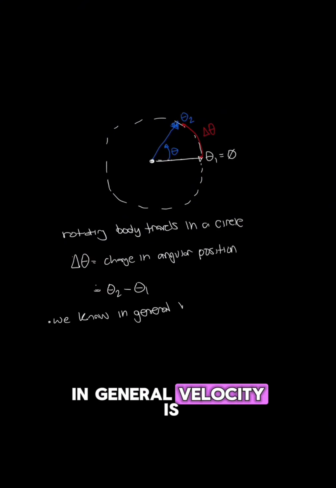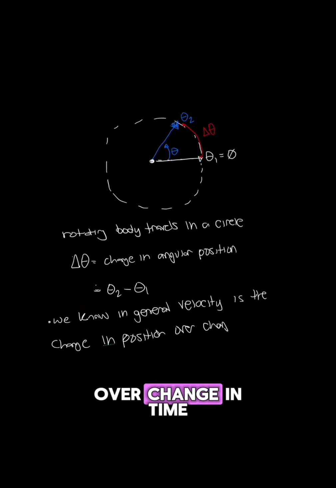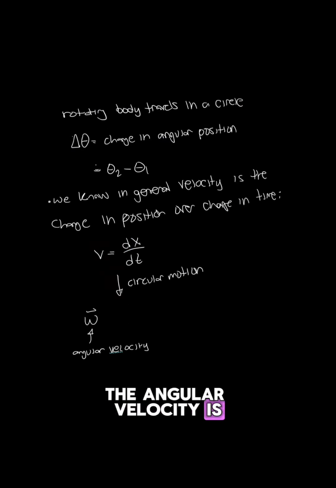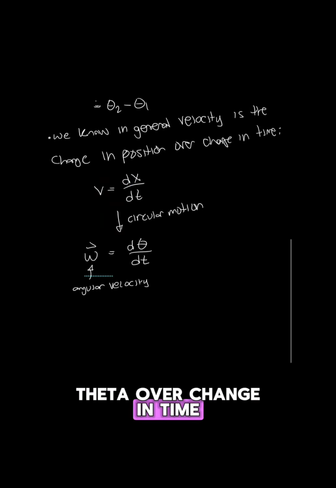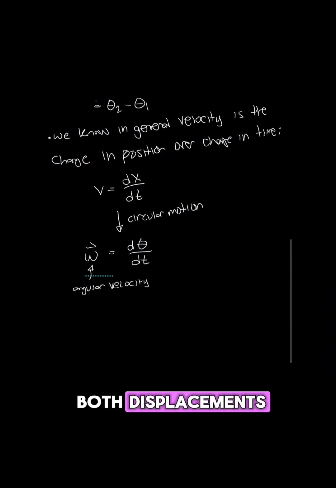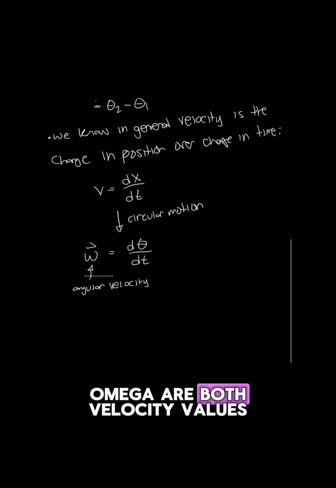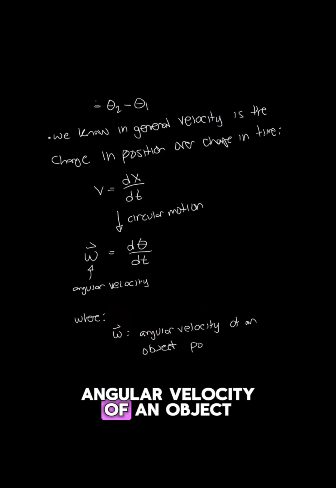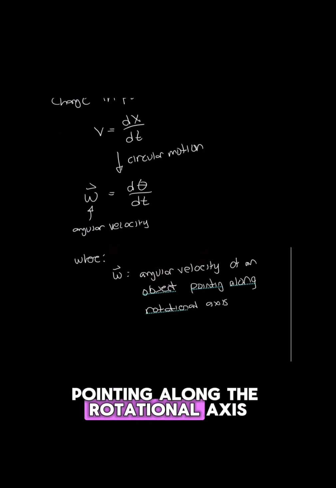In general, velocity is the change in position over change in time. So for circular motion, the angular velocity is equal to change in theta over change in time. Theta and x are both displacements, and then v and omega are both velocity values, where omega is the angular velocity of an object pointing along the rotational axis.